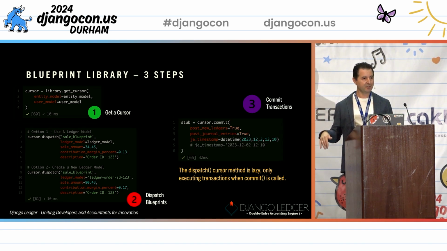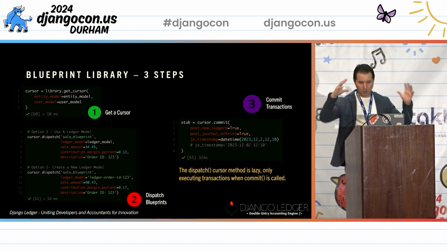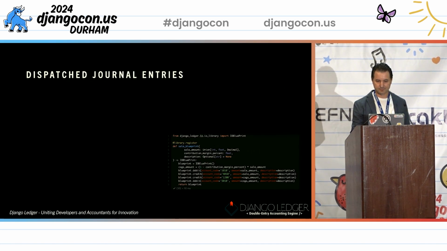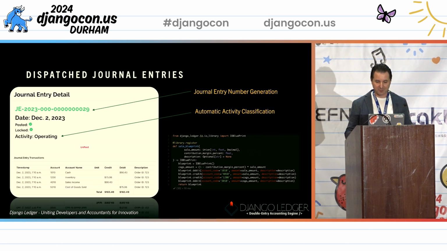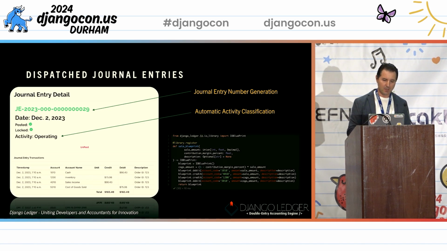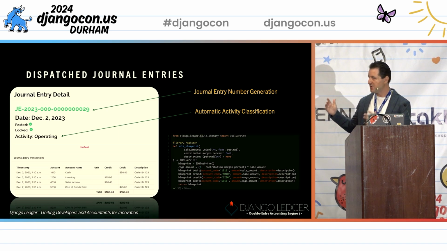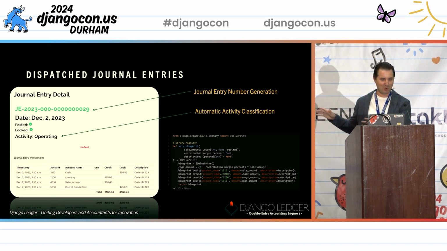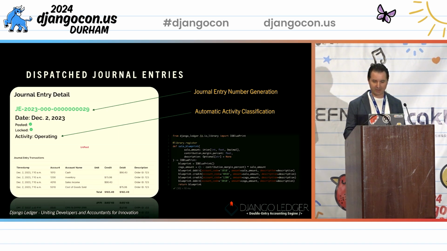All of this is lazy. The dispatch call at the end of the day will just compile all the instructions and do a single entry on the database. When that happens, a journal entry is created and the journal entry number is generated. This is an example of how the financial middleware is helping you drive the financial operation. This is information that the accounting department would definitely require you to have: a journal entry number, a date, the activity, and so forth.